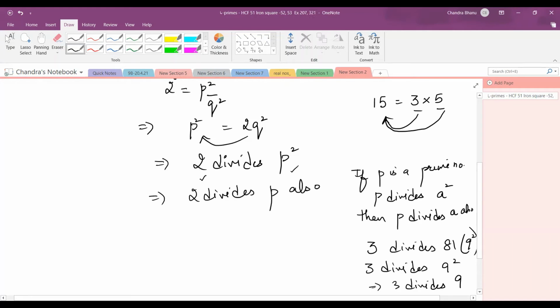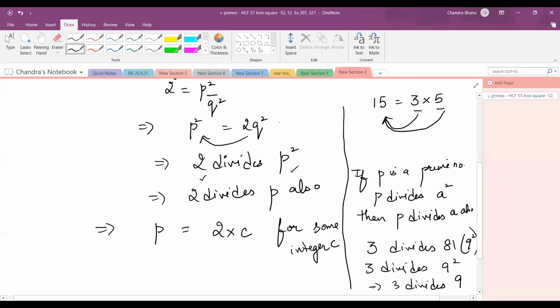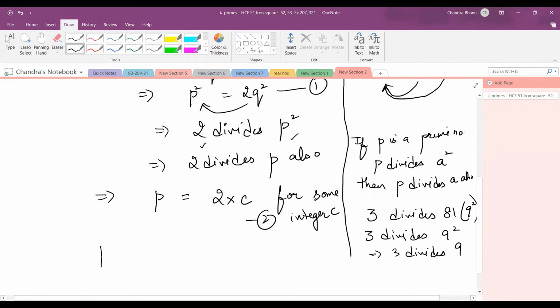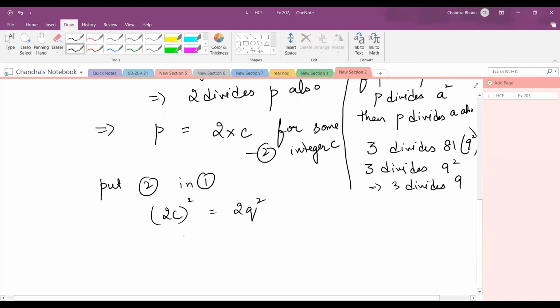So if it is dividing p, that means it is a factor of this p. So I can write p to be equal to 2 into some number c, for some integer c. Now this is my equation 1 and this is my equation 2. I am putting 2 in 1. So this will actually become 2c whole square is equal to 2q square. Open the whole square. 4c square is equal to 2q square. Simplify it and you get 2c square is equal to q square.